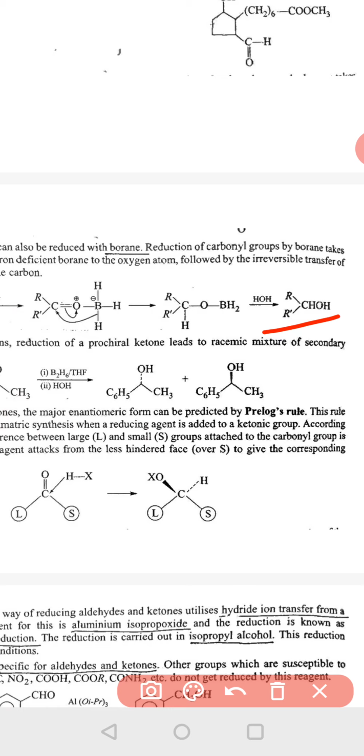Under normal conditions, reduction of a pro-chiral ketone leads to a racemic mixture of secondary alcohol. Now what is a pro-chiral ketone?